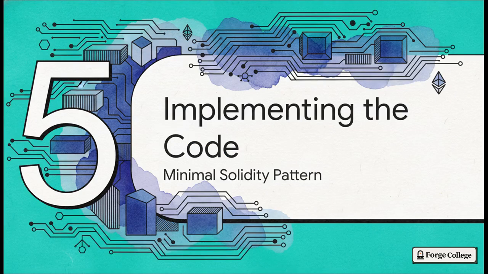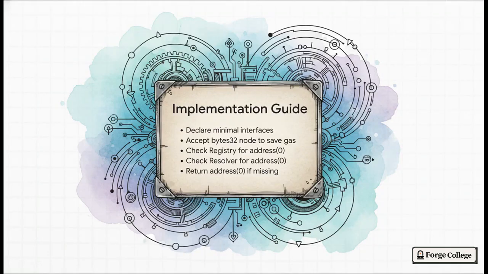Section 5. Implementing the code. All right, time to translate this theoretical blueprint into a gas-efficient Solidity pattern that you can actually deploy. First things first, declare minimal interfaces. We're talking just IENSRegistry and IResolver. We only compile what we absolutely need. Second, accept a bytes32 node right off the bat to save gas. Third, ask the registry for the resolver and, crucially, check for address 0. Fourth, call the resolver's addr method and check for address 0 again. Finally, return address 0 explicitly if anything along the way is missing. By kicking the 0 address back up the chain to the caller when a resolution fails, your contract maintains total predictable control over permissions and payments.